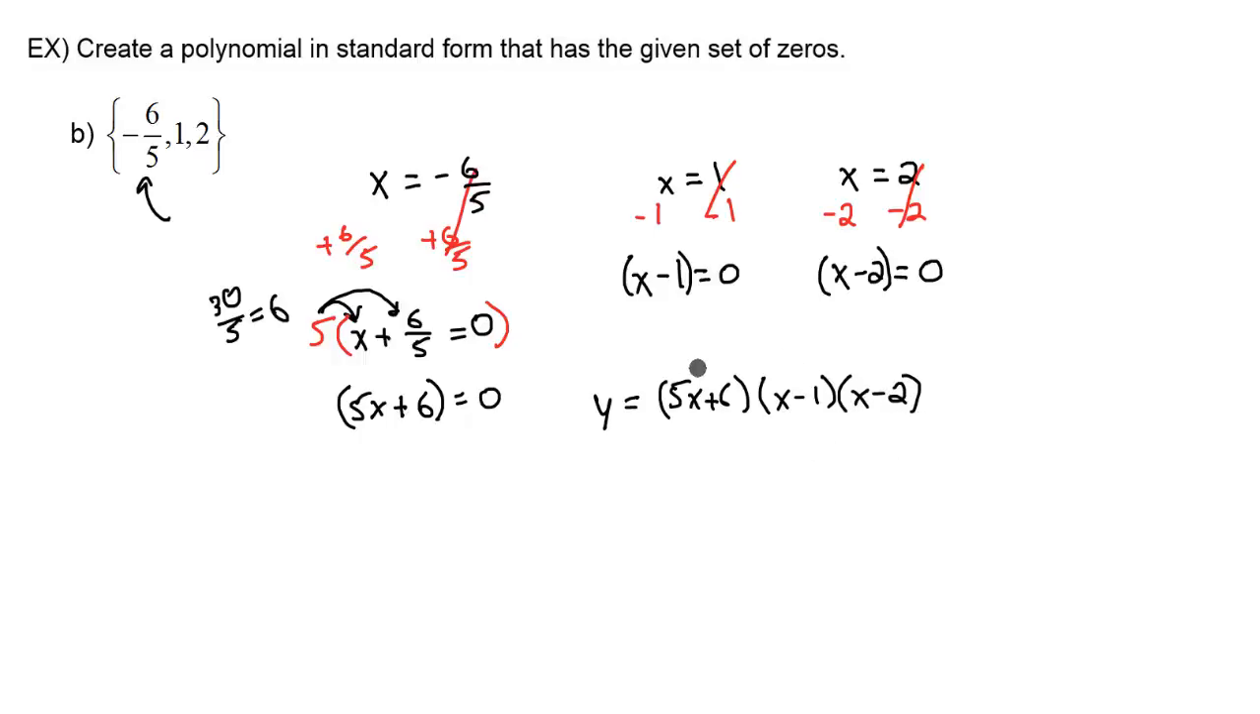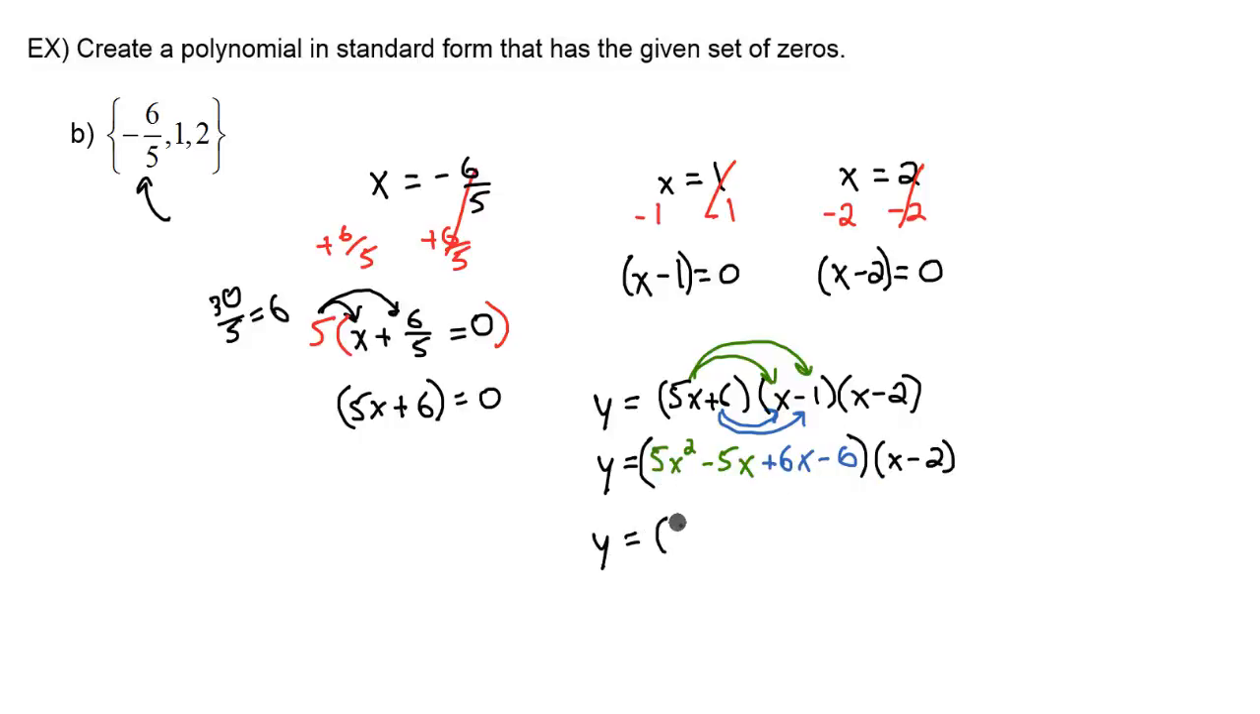And now I'm going to distribute everything. So 5x times x is 5x squared, and then 5x times minus 1 is going to be minus 5x. And then we take 6 and multiply it by this x. We're going to get 6x, and then 6 times minus 1 is -6. And then I just bring down this binomial, x minus 2, and now all these are grouped together, so I have to combine these like terms.